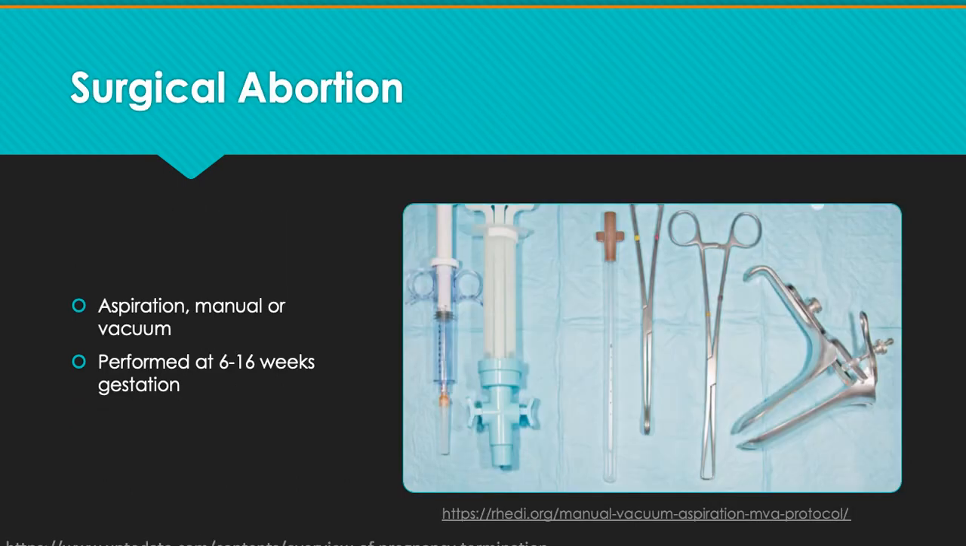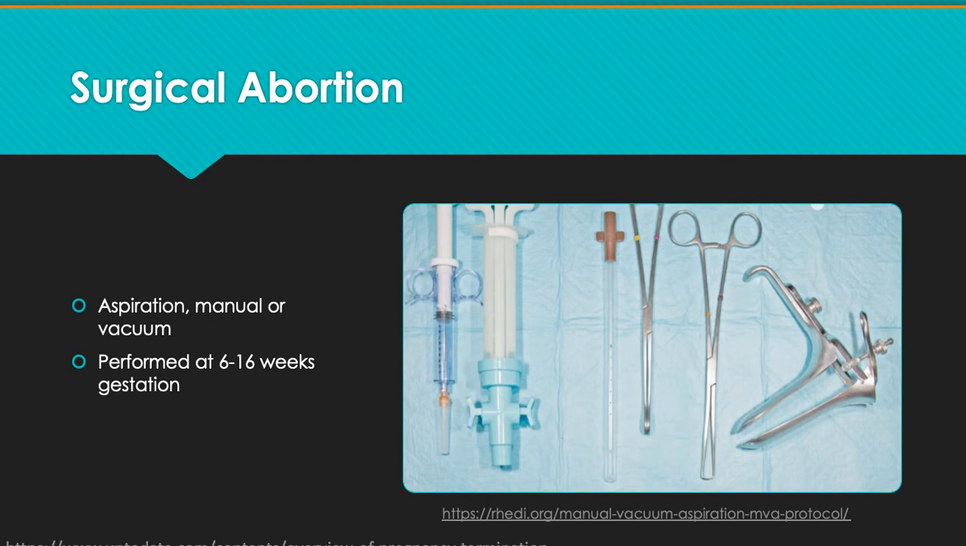Surgical abortion in the first trimester includes aspiration. This can be performed between 6 to 16 weeks gestation. This is when a dilator is placed in the cervix to create a larger opening and local anesthetic is injected. Once the cervix is dilated, a cannula is inserted into the cervix and suction is applied either manually or hooked up to a vacuum device to remove the products of conception.